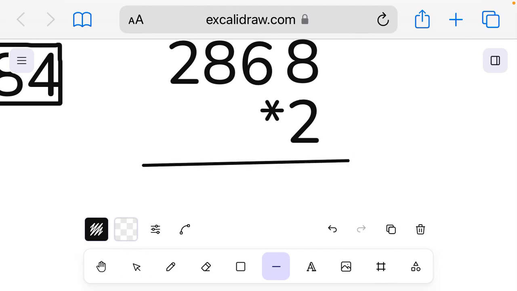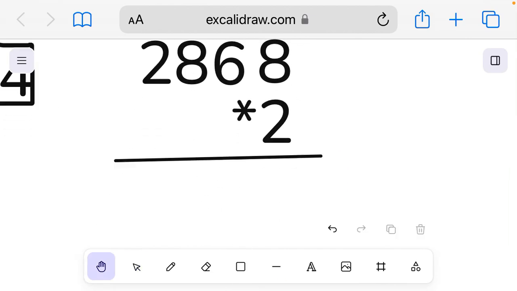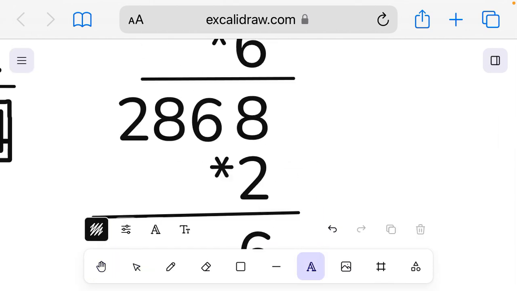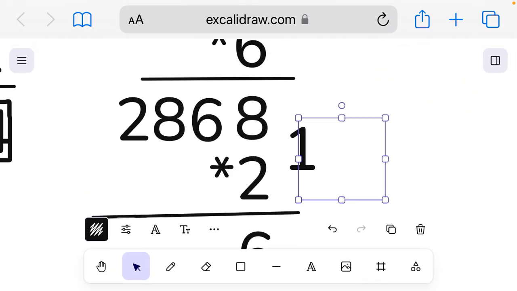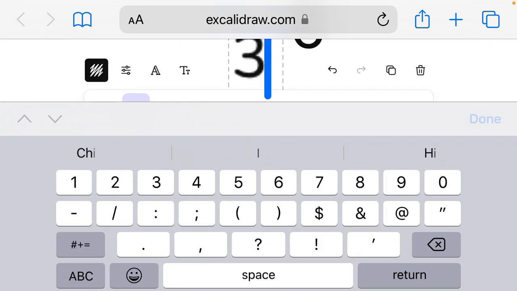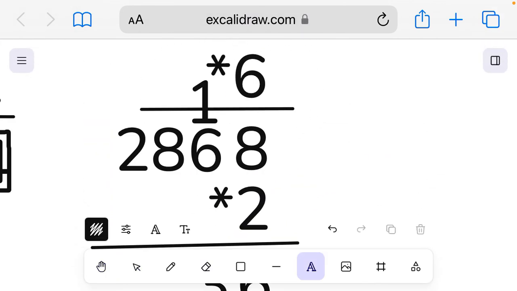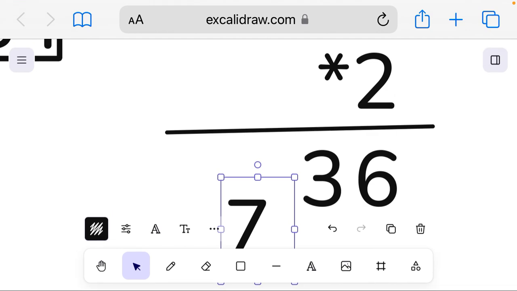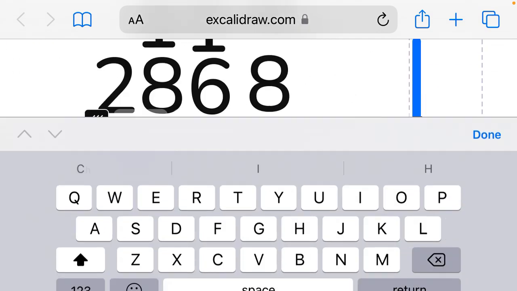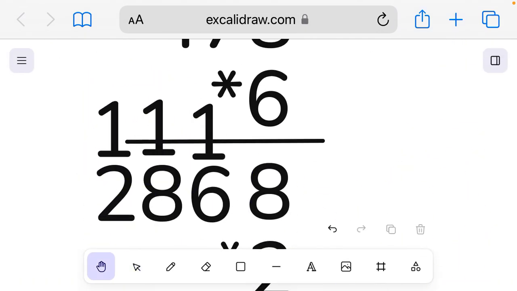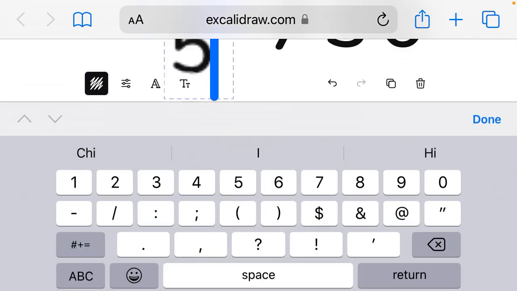So you have to multiply by 2. 8 times 2, which is 16. Carry the 1. If I didn't multiply by 2, then I'll get the wrong answer. So 6 times 2 is 12, plus 1 is 13. Carry the 1. And then 8 times 2, which is 16, plus 1 is 17. Plus 1 again. And then 2 times 2 is 4, plus 1 is 5.